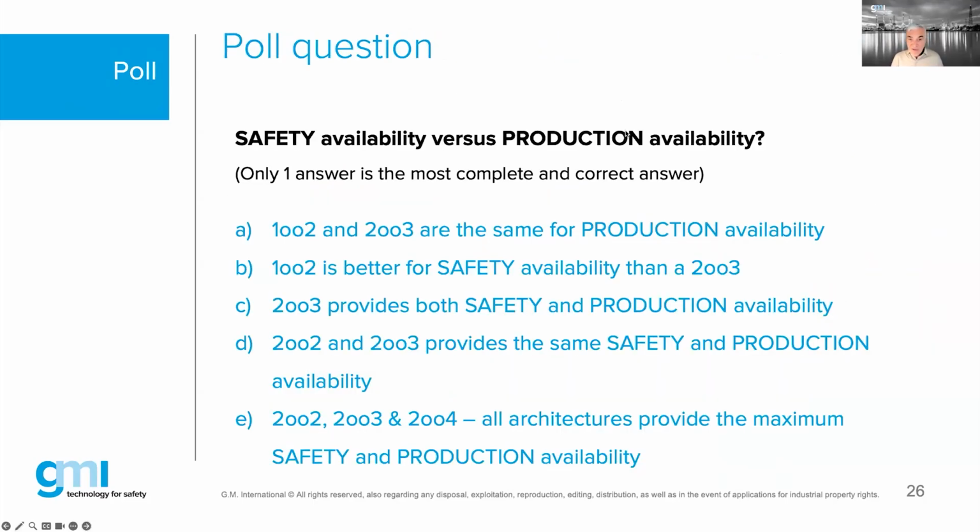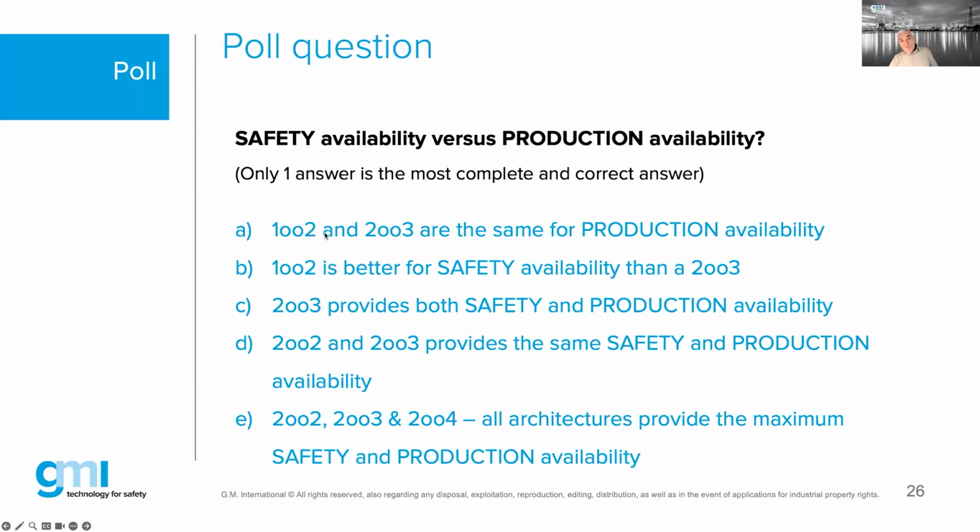Okay, playing with a bit of architectures here for you. That's the second to last poll. There is one more poll. So that's a poll question concerning what is now safety availability versus production availability. And as I said, I'm playing here with a few architectures to play also with your brain, to see if you can select the correct answer in here.